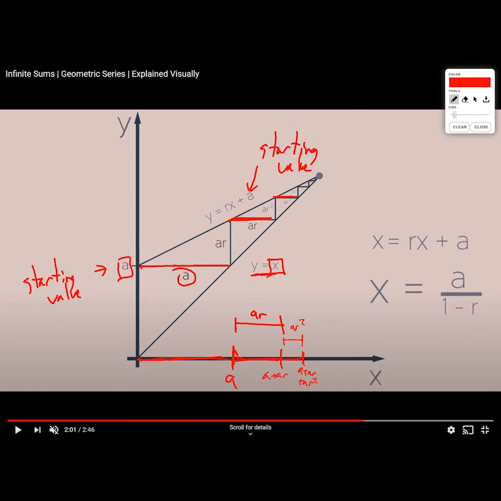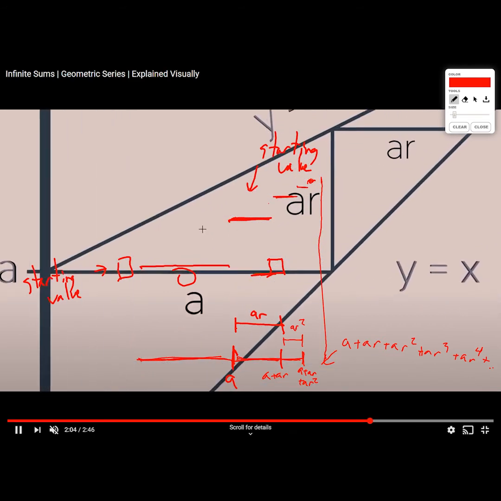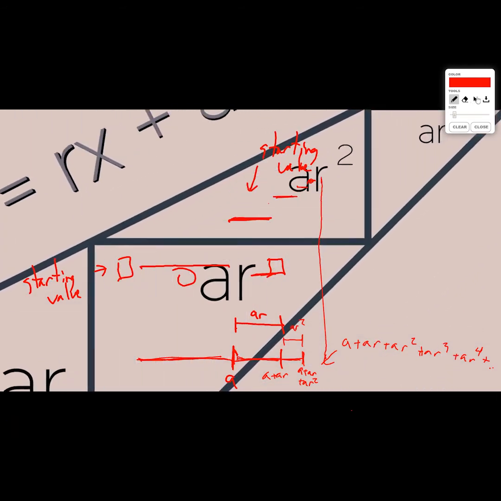And they keep doing this all the way up until they get to this final value, which if I add up all the pieces was a plus ar plus ar squared plus ar cubed plus ar to the fourth. It's starting to get kind of tiny in there, but plus dot dot dot, because it's going to go on to infinity. Oops, that's what I get for hitting play.